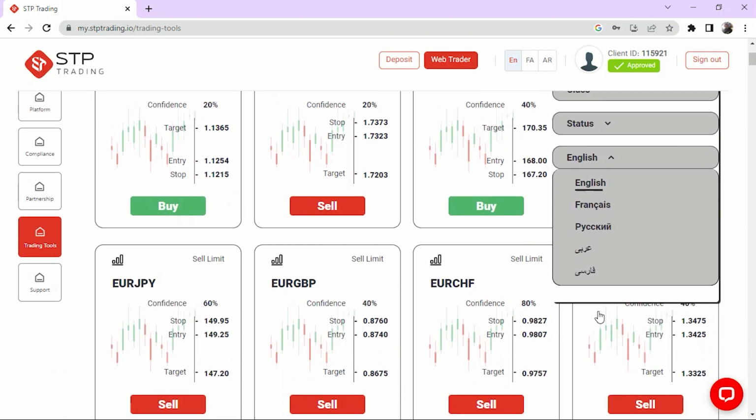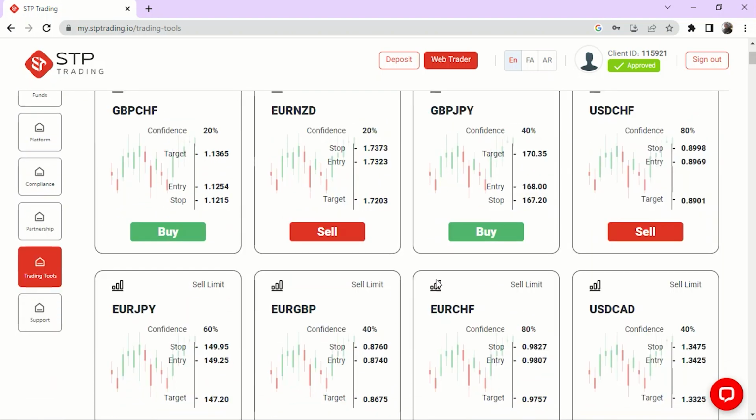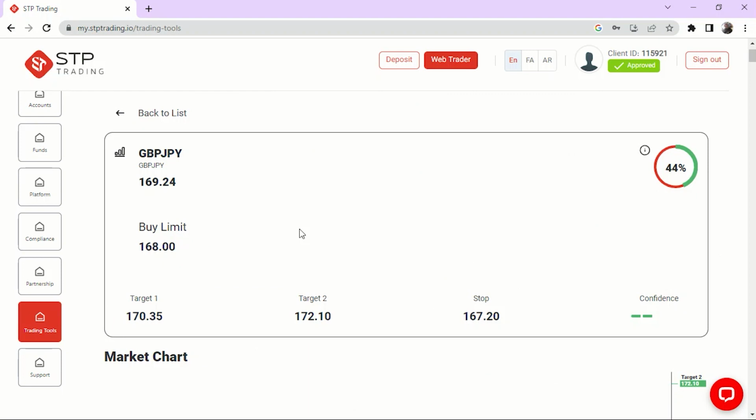Let's take a look at a position. Let's choose GBP/JPY to trade. It's a buy limit at 168.00. Its confidence rate is 44%, meaning there's a 44% possibility of success for this position.